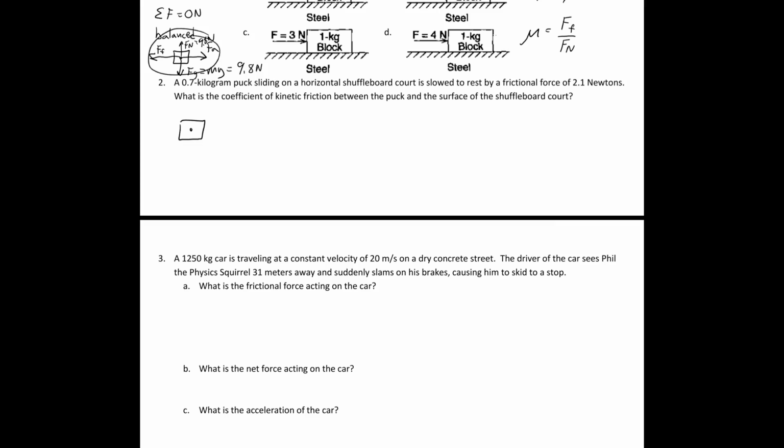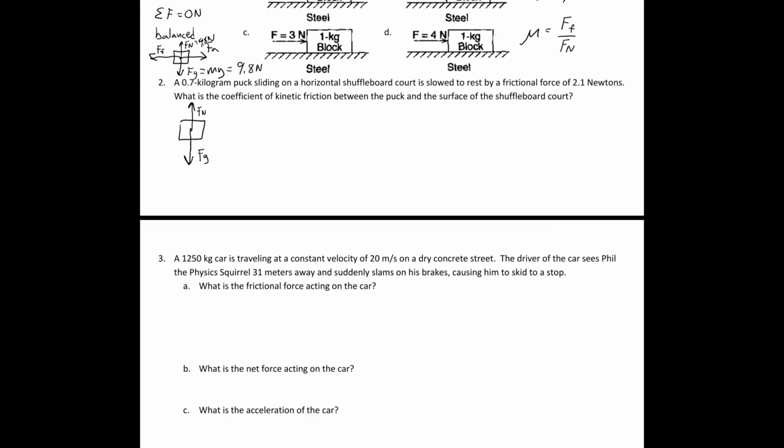It's not always the same diagram. Each situation is slightly different. But we're on Earth, so we know we have a weight, and we're on a surface. The puck is on the surface of the shuffleboard court, and it's a horizontal surface. So the normal force is acting straight up. And in this case, again, it's equal to the weight, which makes our job a little easier.